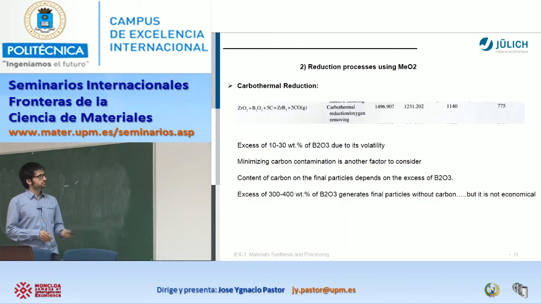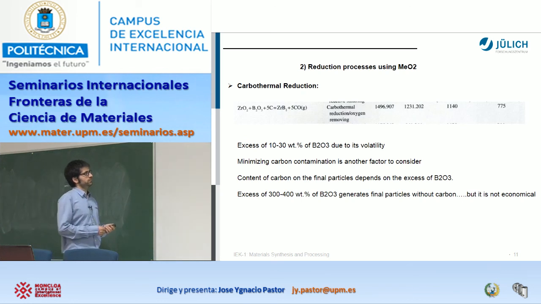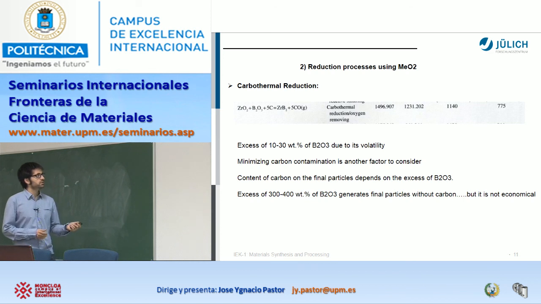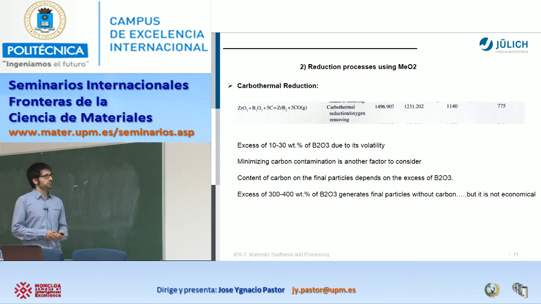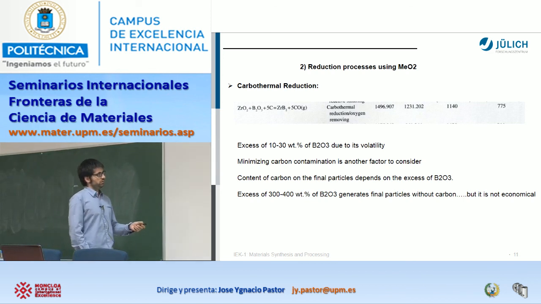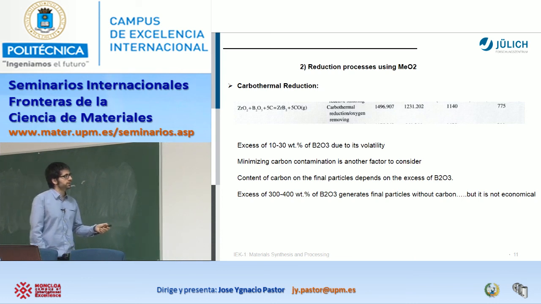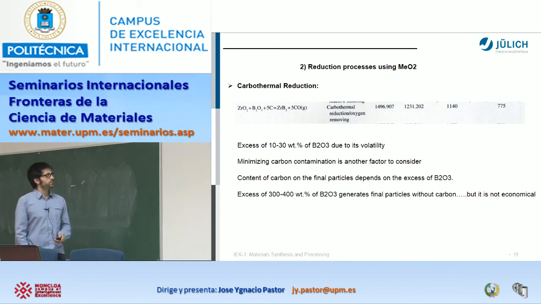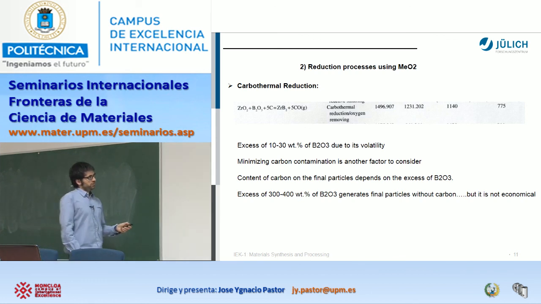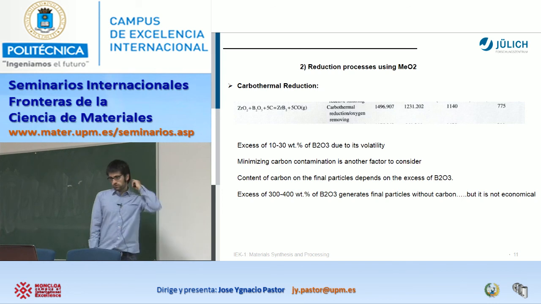Okay. The second process, and I think this is the most used, is the carbothermal reduction. Here, the enthalpy is positive, so we should increase the temperature. For example, if we start with our zirconium oxide, we incorporate the boria and also carbon. Whenever we incorporate boria, we should add an excess.